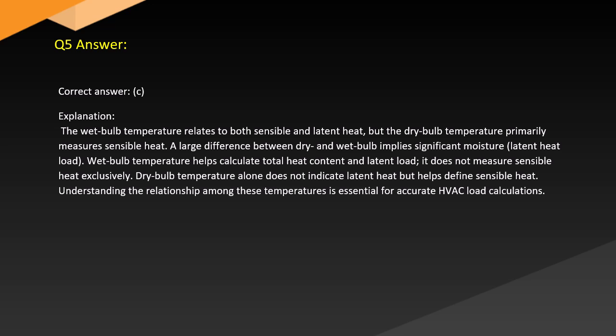Answer. Correct answer: C. Explanation. The wet bulb temperature relates to both sensible and latent heat, but the dry bulb temperature primarily measures sensible heat. A large difference between dry and wet bulb implies significant moisture, latent heat load. Wet bulb temperature helps calculate total heat content and latent load.